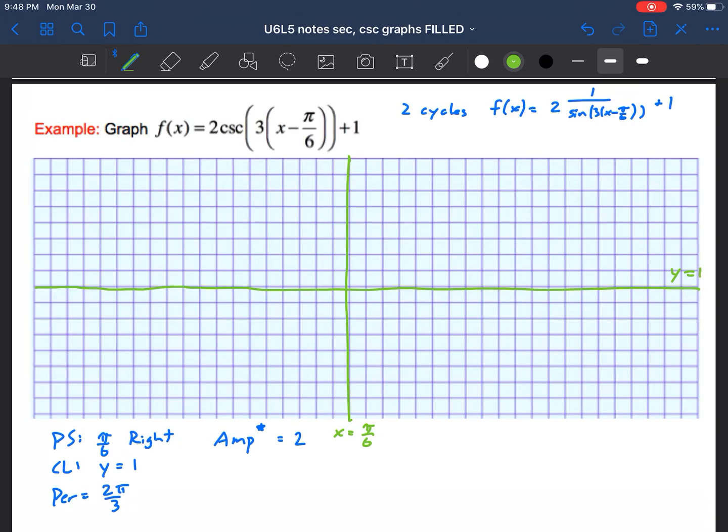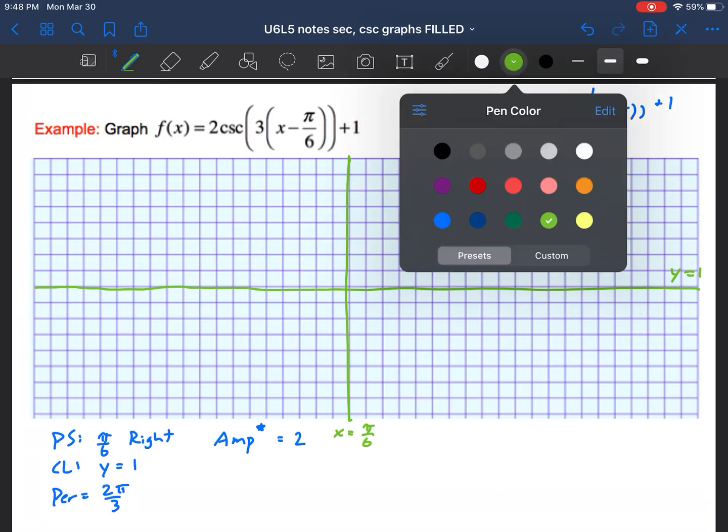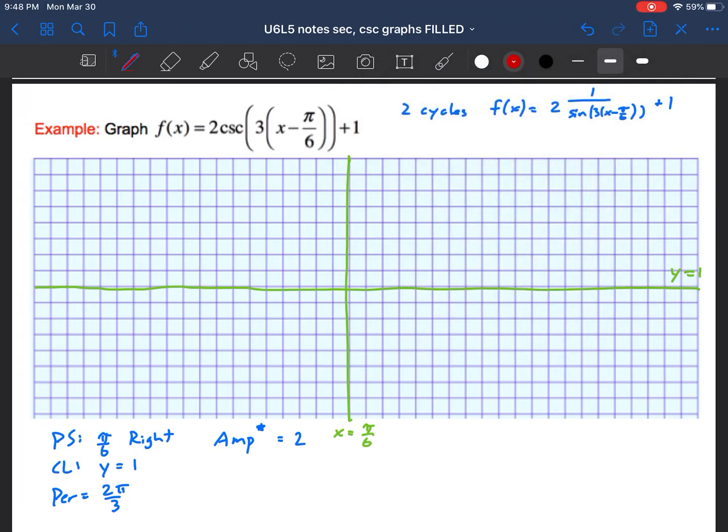Okay. So I know that the sine graph starts at 0, so that means in this case at pi over 6 we're going to start with a vertical asymptote. I'm going to make that red. So this is a vertical asymptote. And I know the period's 2 pi over 3, so there's going to be another vertical asymptote there.